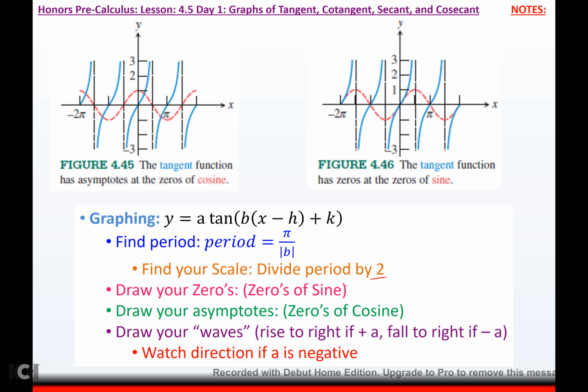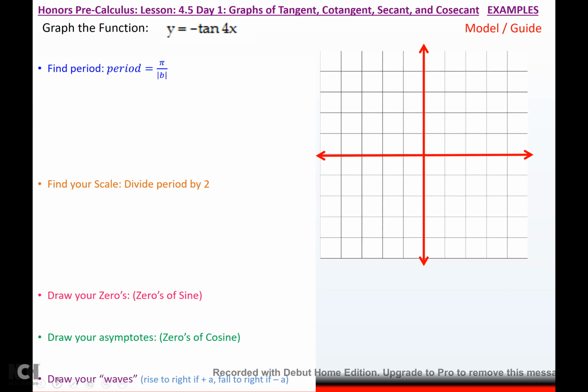And then you draw your zeros, those would be the zeros of sine. Draw your asymptotes, those would be the zeros of cosine, and then draw your waves. If a is positive, they're going to rise to the right, like they do in the pictures. If it was negative, they're going to fall to the right, so they would just turn around and go backwards if it's negative. Okay?